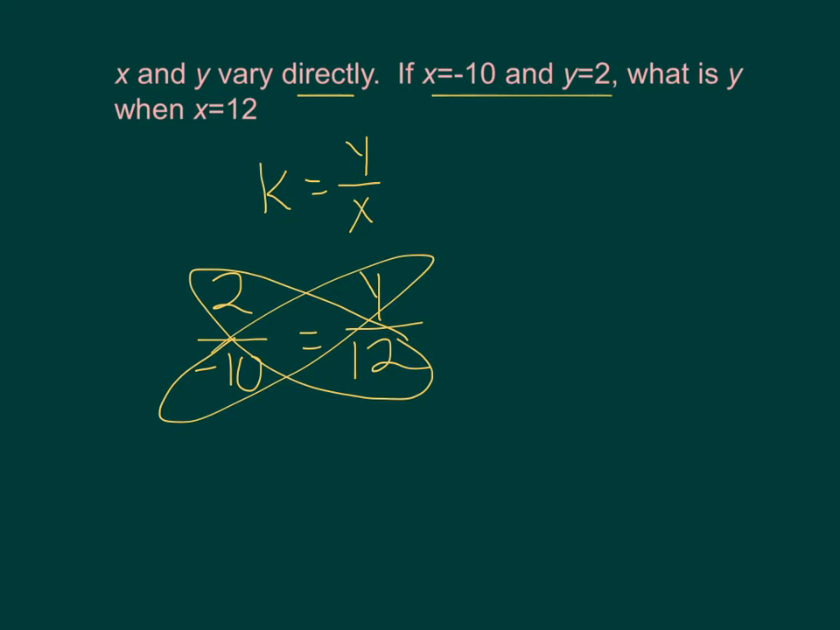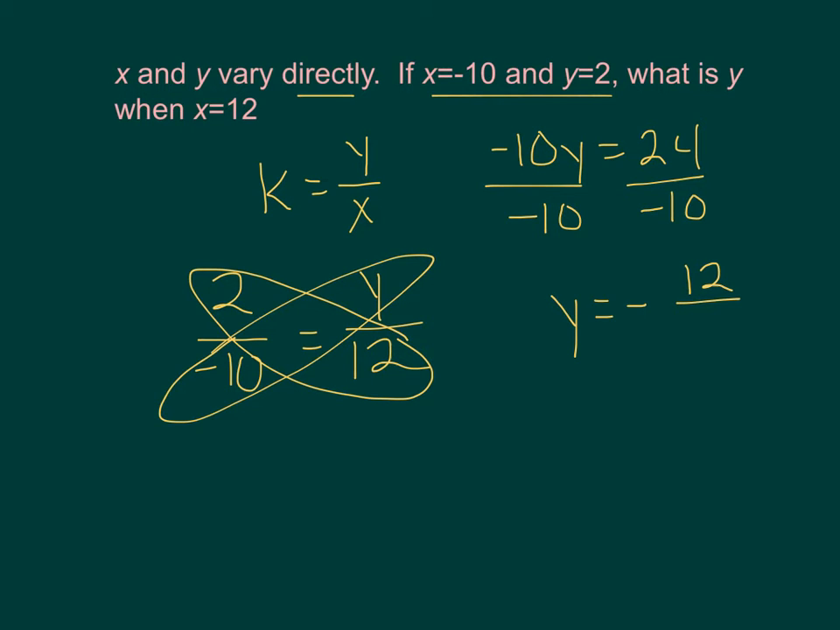I like to have the variable on the left, so we'll say negative 10y equals 24. Okay, then we divide each side by negative 10. Now 10 does not go into 24 evenly, so we are going to leave it as a fraction. However, we can divide both of these by 2 and reduce it to 12 over 5. Now notice the negative, I'm going to pull out in front of the fraction. Unless by chance you had 2 negatives, then they would cancel and it would become positive. So negative 12 over 5 would be your answer.